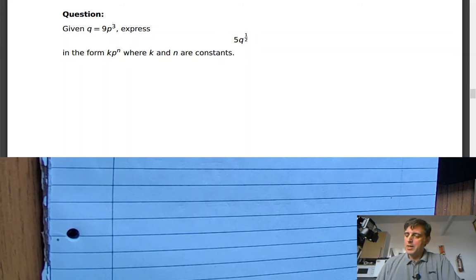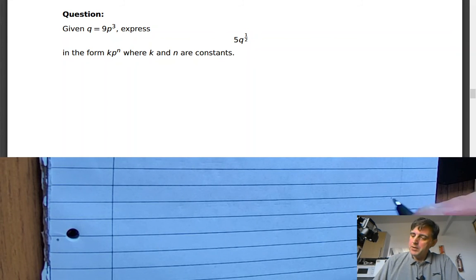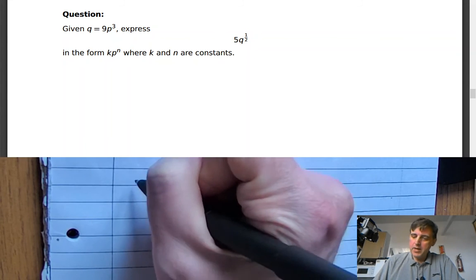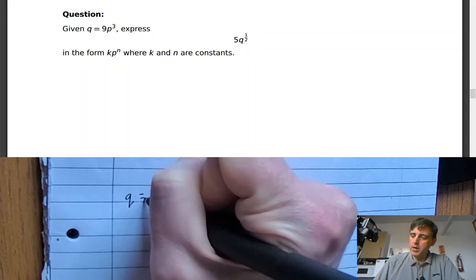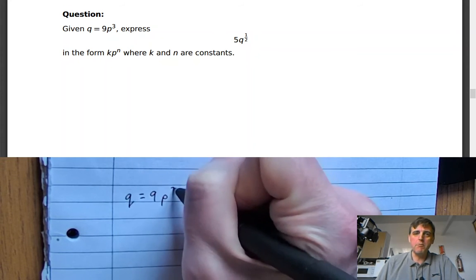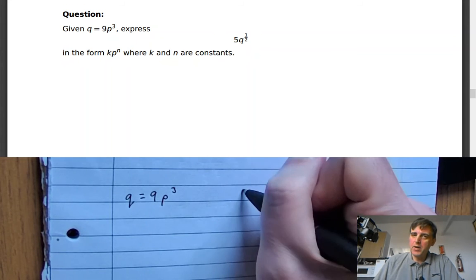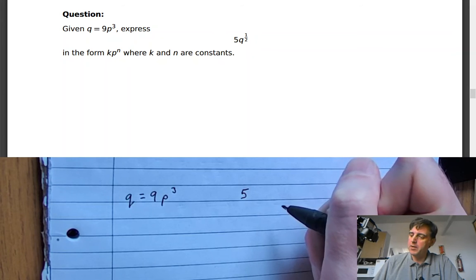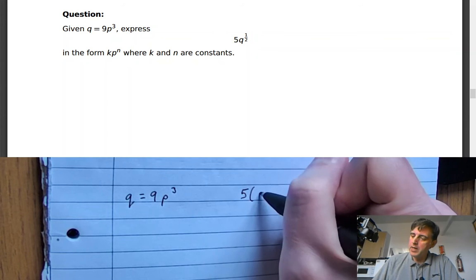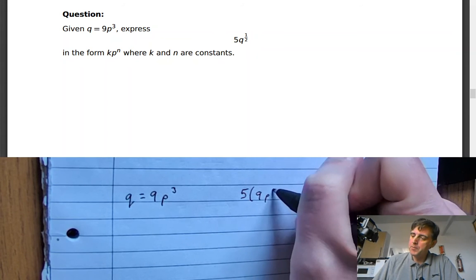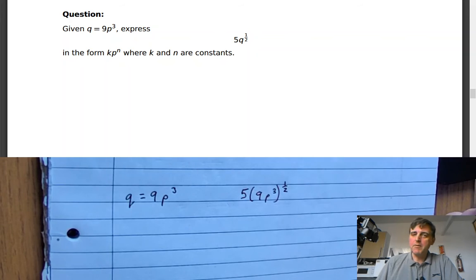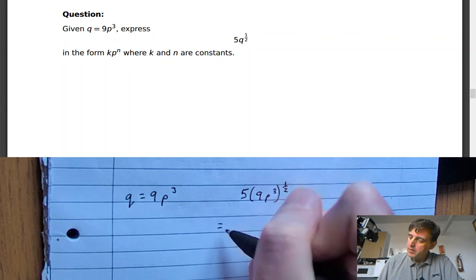Okay then, let's work through this one together. Let's see if you agree with this. So we have here q equals 9p cubed, that's what we're told. And we need to say what 5q to the power of a half is. Well, q is of course 9p cubed. So we're going to have 5 lots of 9p cubed to the power of a half. And now we've got to use our indices rules to simplify it and get it into the form that we want. Okay, so let's see how we can do this.